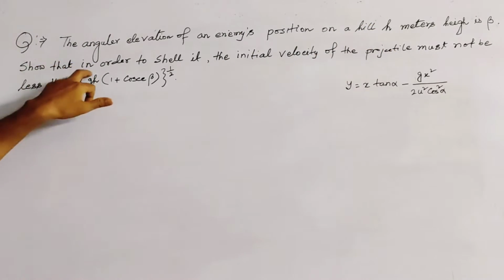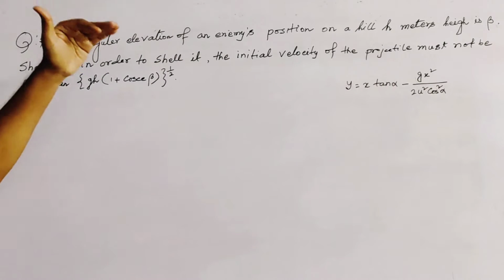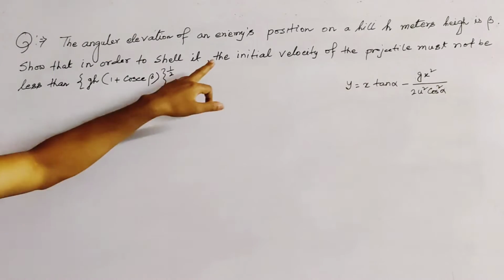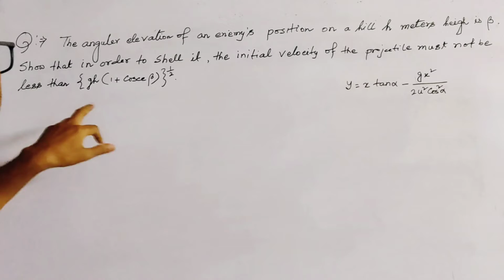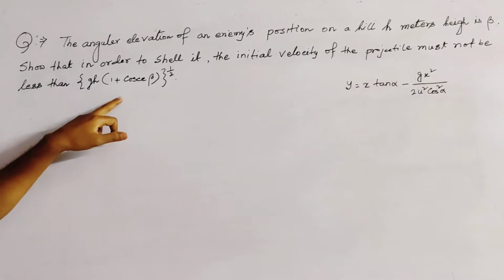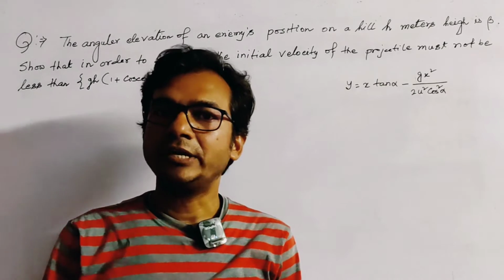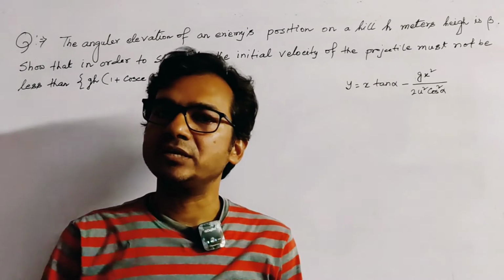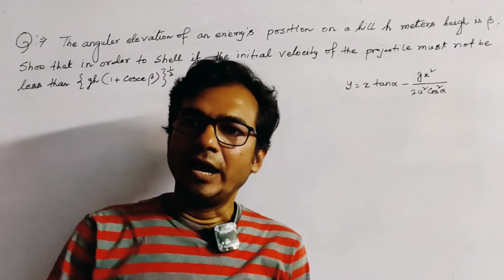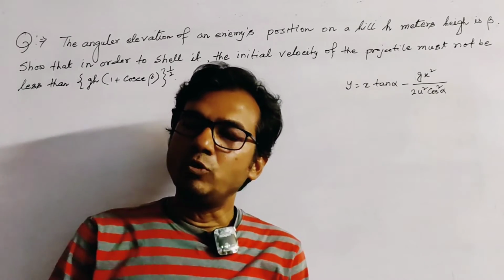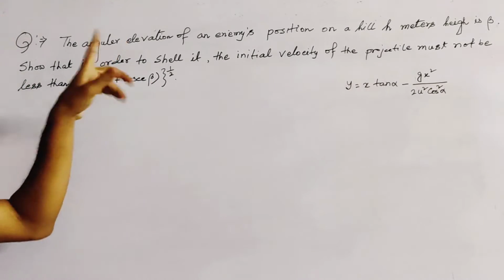In order to hit the enemy, the initial velocity of the projectile must not be less than a certain value. We have to find the initial velocity. Normally we take the initial velocity as u and the angle of projection as alpha, and we have to show that u must not be less than this to hit the enemy.